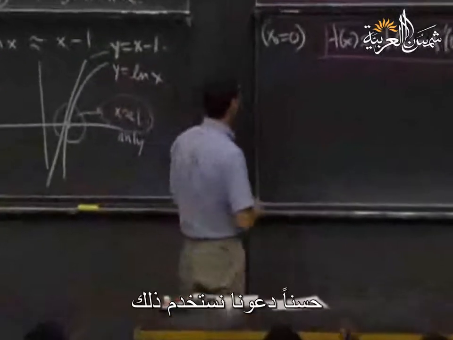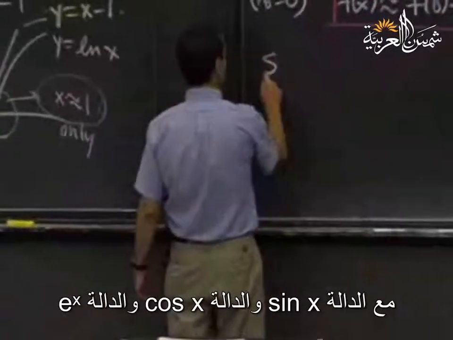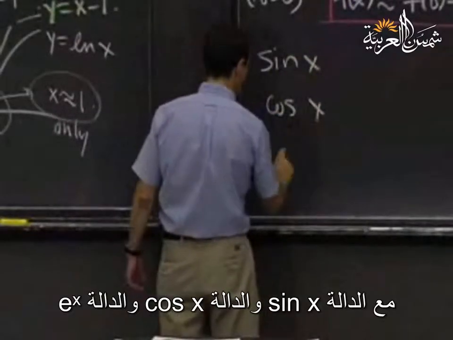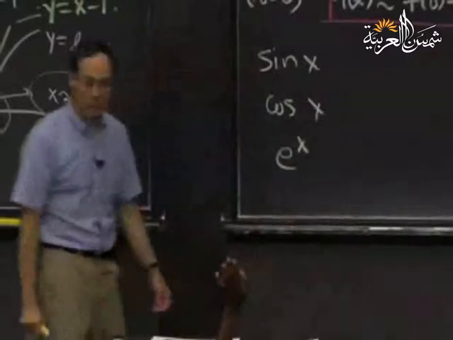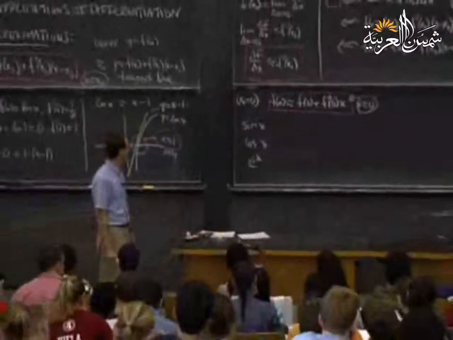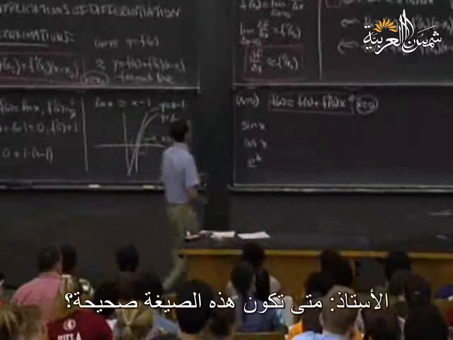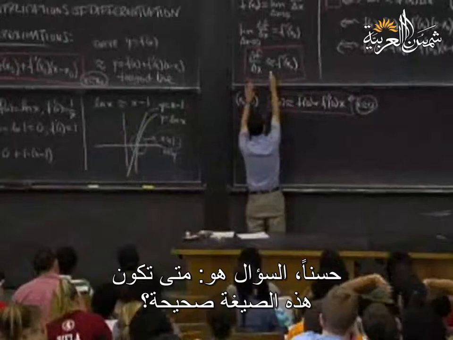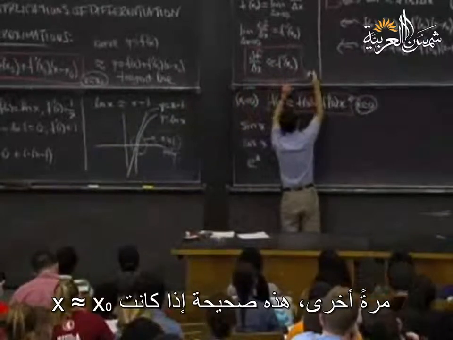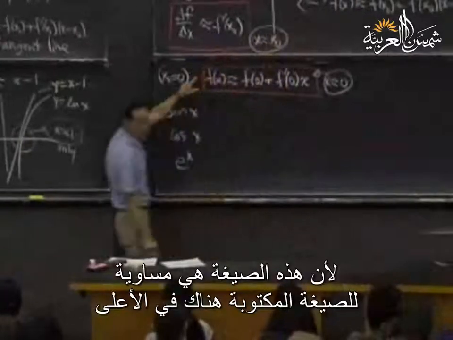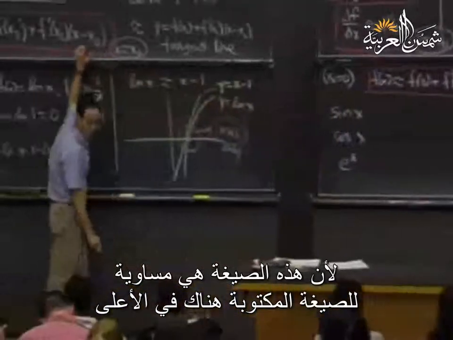So, okay, so let's work this out. Let's do it for the sine function, for the cosine function, and for e to the x to begin with. Yeah, question. Yeah, when does this one work? Well, so the question was, when does this one work? Again, this is when x is approximately x0, because it's actually the same as this one over here.